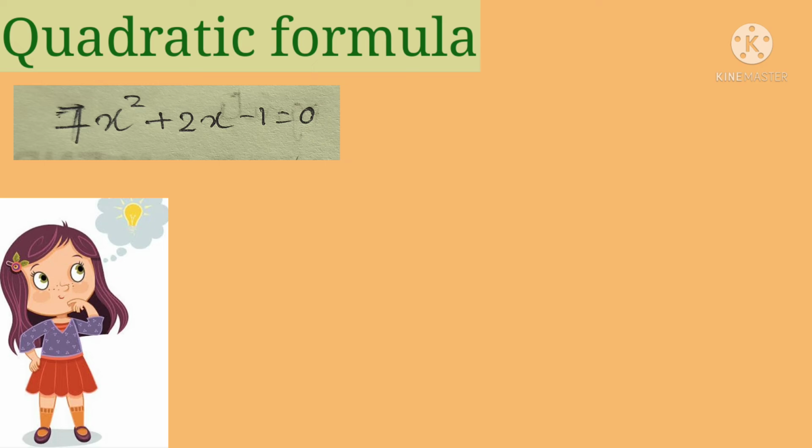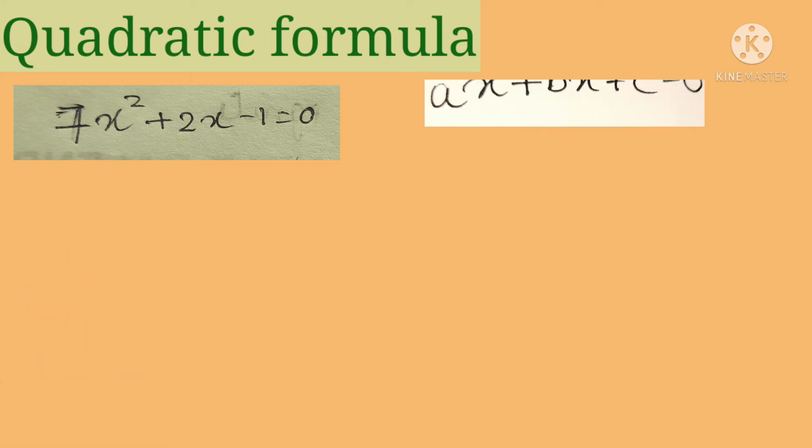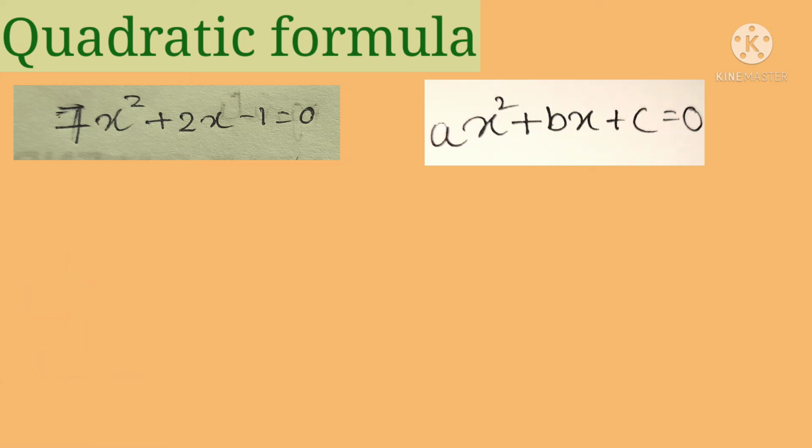Let's move on to the example. Now I'm going to take the same example as we did for the factorization method, but it doesn't satisfy, yes, but I'm going to use this quadratic formula and we are going to get the factors of it. So let's get started with the question. The question is 7x squared plus 2x minus 1.